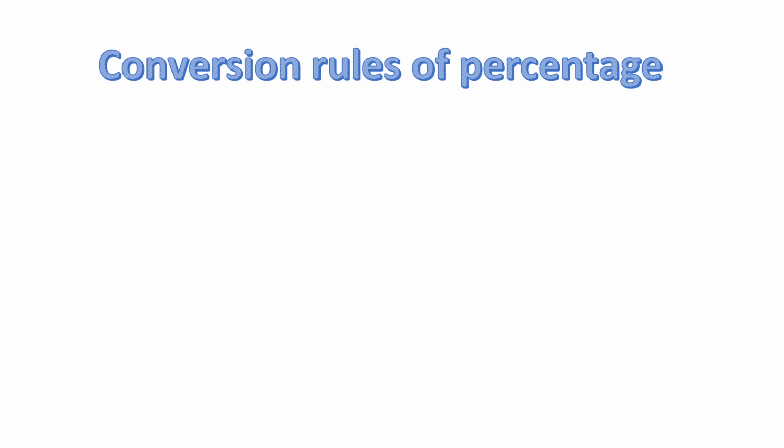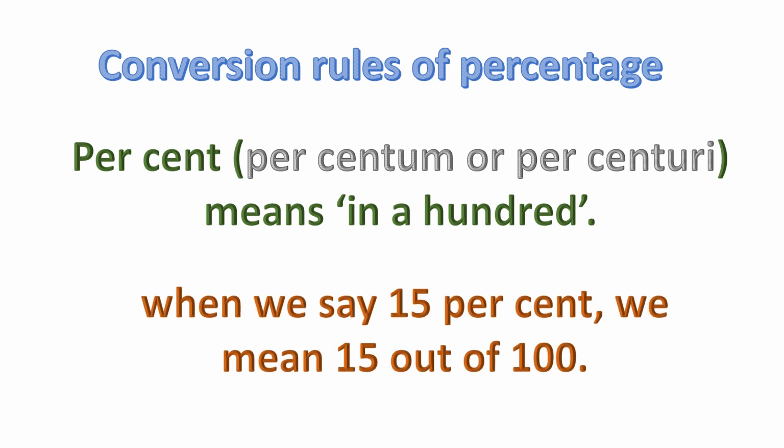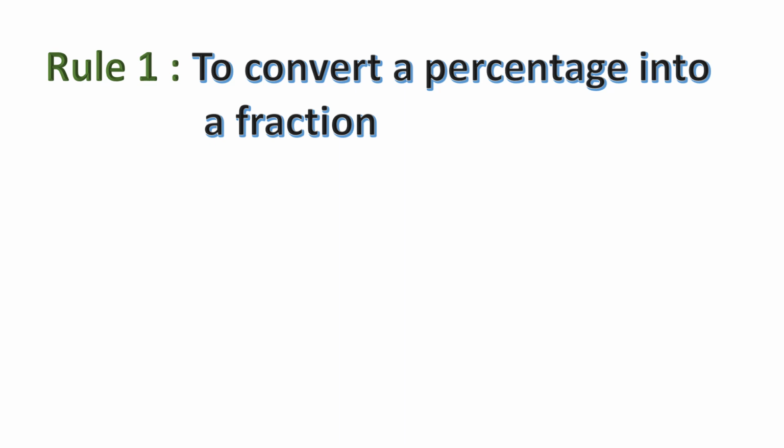Conversion rules of percentage. Percent. The word comes from percentum or percentury, meaning in 100. What does that mean? When we say 15%, we mean that 15 out of 100, 15 parts out of 100 parts. Now, let us proceed to understand the rules, step-by-step rules to convert a percentage into a fraction.